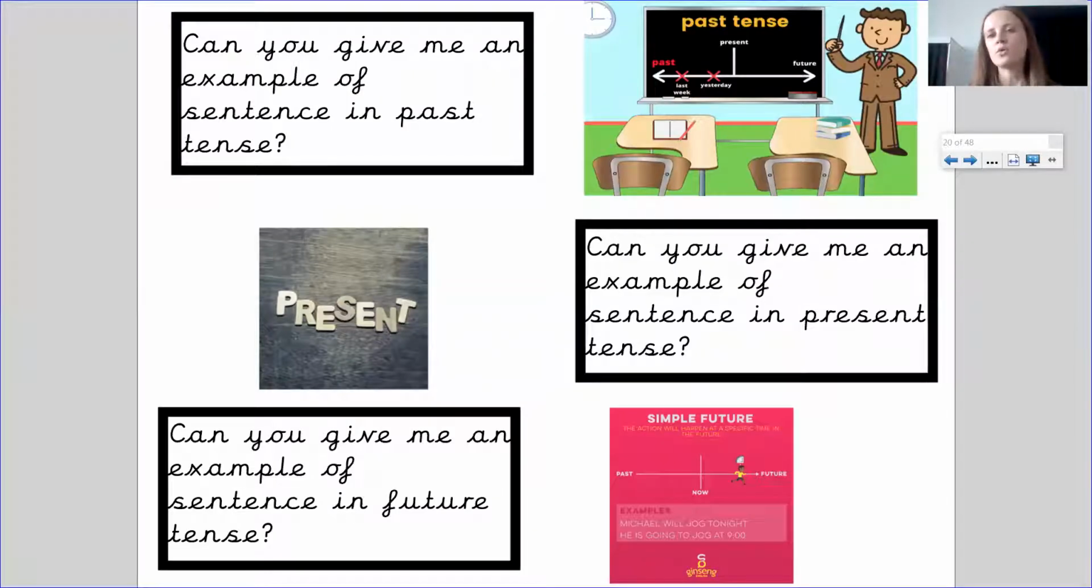So I want you to pause, and either on your whiteboards or on your pieces of paper, you're going to give me an example of a sentence in the past tense. You can give me an example of a sentence in the present tense, and you are going to give me an example of something in the future tense. So pause the video now and give me those three sentences, one in the past, one in the present, and one in the future.